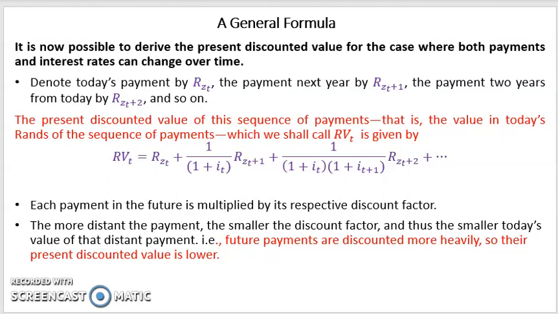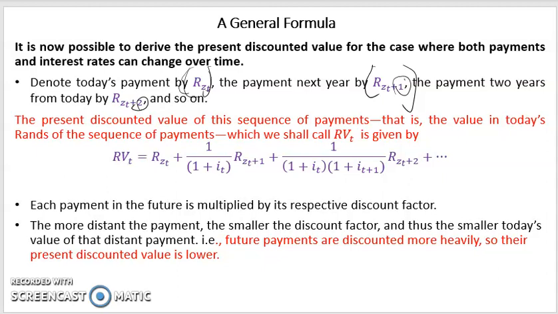We denote the payment by R Z_t, or rand Z_t. The future payment next year is R Z_{t+1}, the plus 1 showing that it represents next year. And the payment in 2 years is R Z_{t+2}, and so on and so forth.